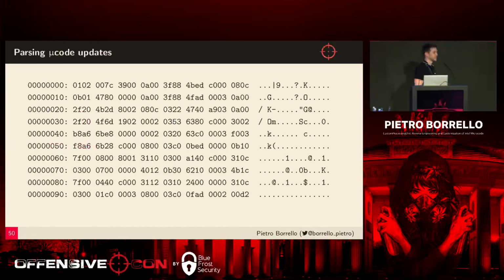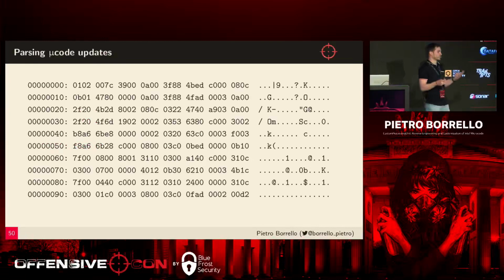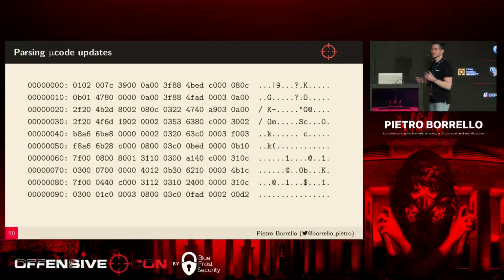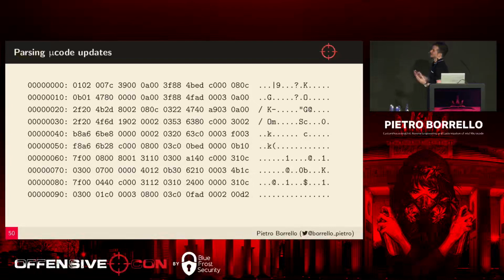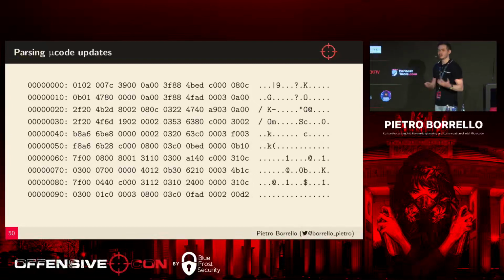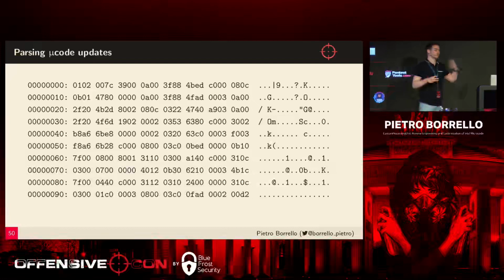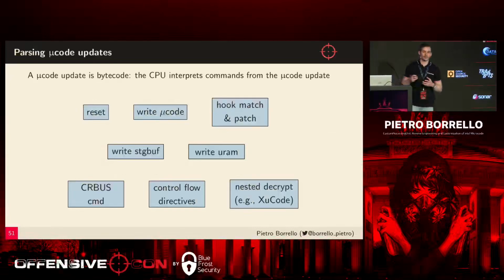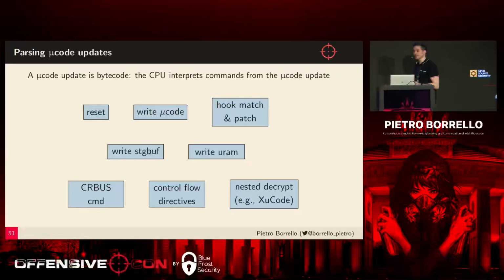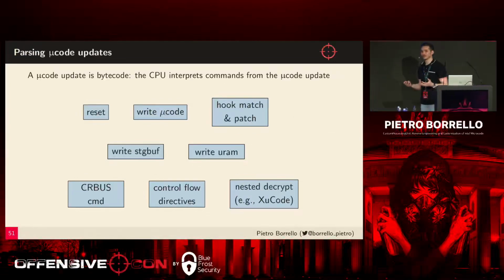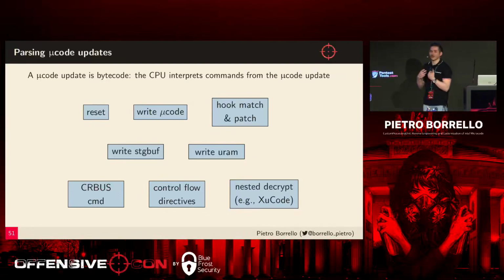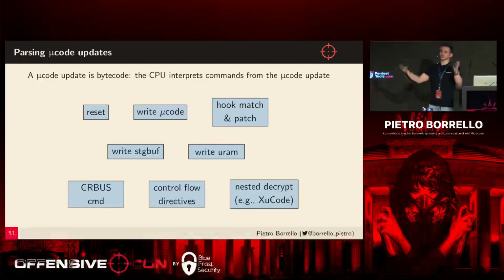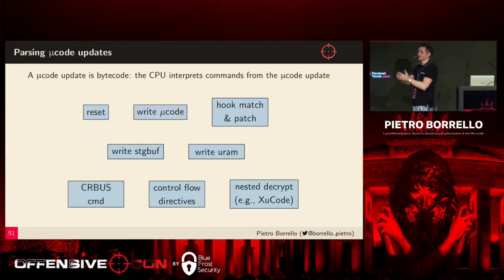So after failing to break the algorithm, we still continued the reverse engineering effort to understand, okay, what is the structure of a microcode update? Can we understand more of the microcode updates? So we went to parsing the decrypted microcode updates for Goldmont CPUs. And to our big surprise, we found that a microcode update is actually a bytecode. What I was expecting was to find some data that you just flash to the CPU and put on the match and patch and microcode RAM.